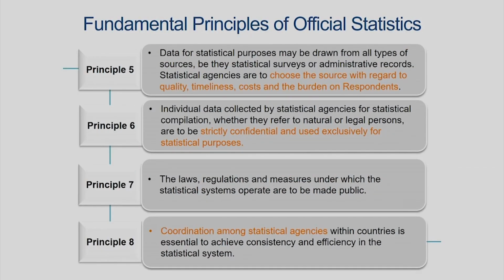The fifth principle is with regard to the quality, timeliness, costs and burdens on respondents. Data for statistical purposes may be drawn from all types of sources, be they statistical surveys or administrative records, and statistical agencies are to choose the source with regard to quality, timeliness, costs and burden on respondents. For example, when we talk about child nutrition, we know that there are various indicators with regard to child nutrition, data on which is not collected by the Census of India.